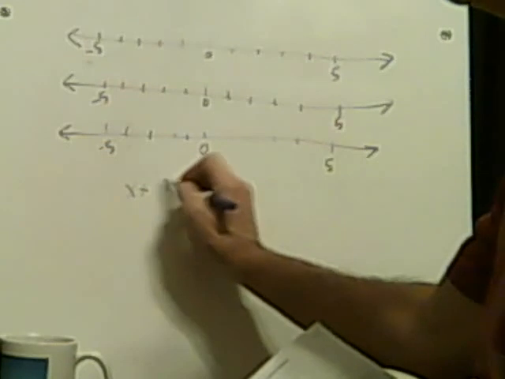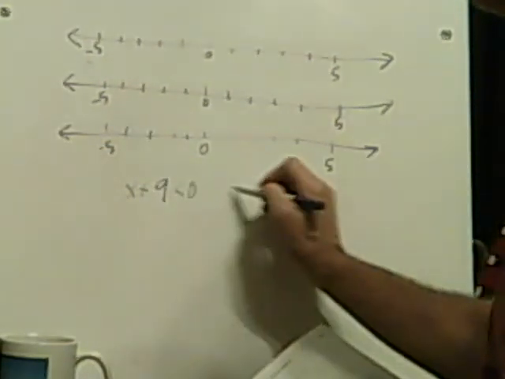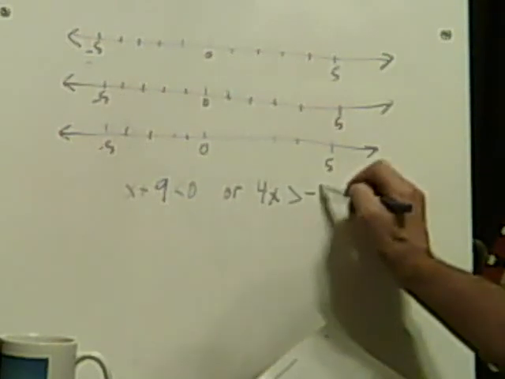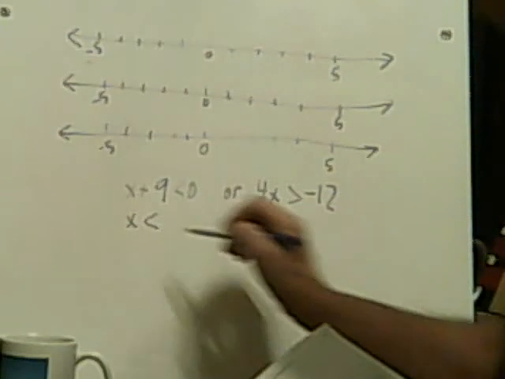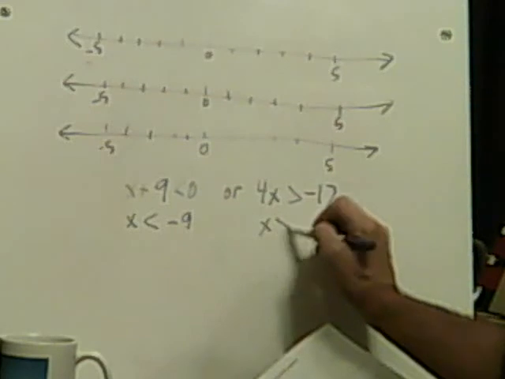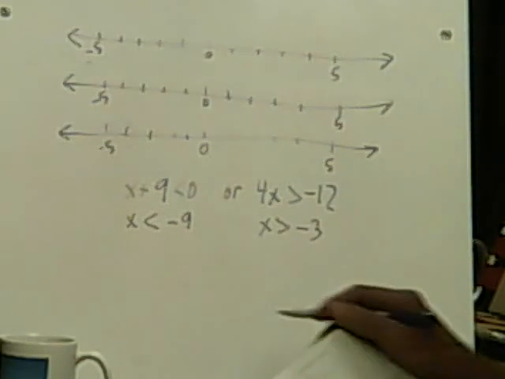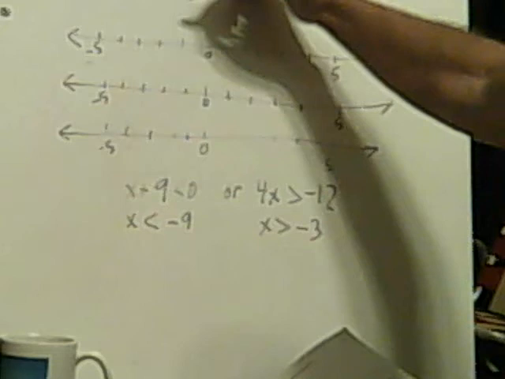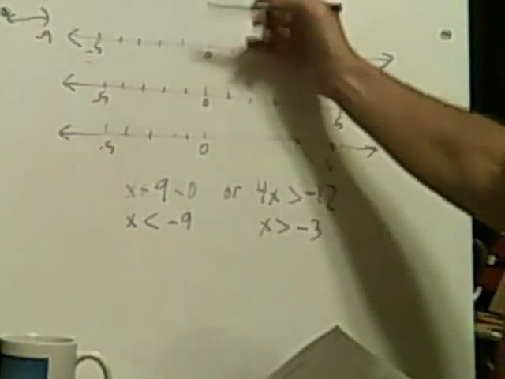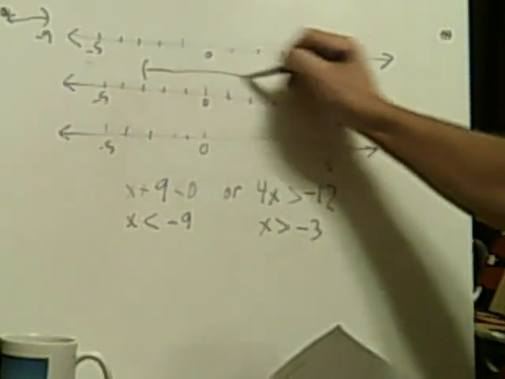Okay, 42. X plus 9 less than 0, or 4x greater than -12. Okay, this is going to be x less than -9, because I move over the 9, and this is going to be x greater than -3, because I divide by the 4. So x less than -9, well, that's going to be over here. It's going to be an open interval that starts at -9. And then x greater than -3, that's going to be an open interval that's starting at -3.